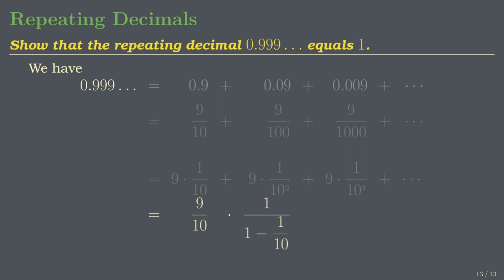So you can use the summation result, saying that the sum is the first term, 9 over 10, times 1 over 1 minus r, where r is 1 over 10 in this case. And 1 minus 1 over 10 is nothing but 9 over 10. So what you are doing is dividing 9 over 10 by itself, which gives you 1. Okay, so that is a very interesting way to use infinite geometric series in order to show that the repeating decimal 0.9999 is equal to 1.